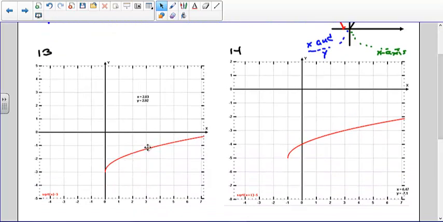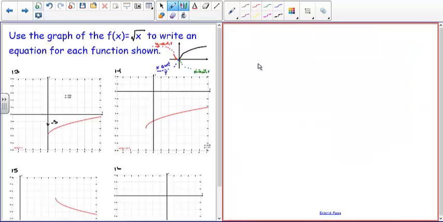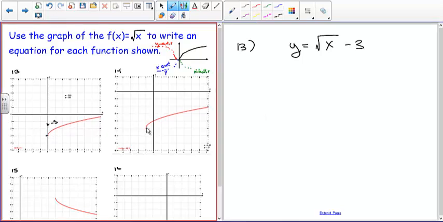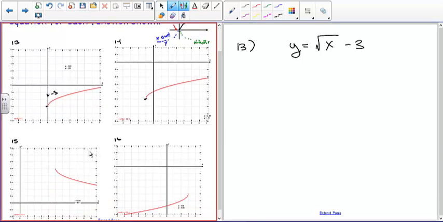Well, this one looks like the standard square root function, and all we're doing is moving it down 1, 2, 3 units. So this is negative 3. This one is at 0, so that one's easy. So number 13 is going to be y is equal to the square root of x, and there's no x displacement, so we just leave it like that, and then we have a minus 3 for the y displacement of this point that starts the whole thing. So that's the point you're looking for to find the translations. That one right there, that one right there.